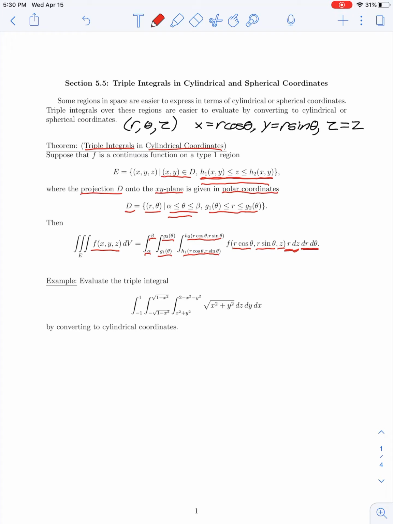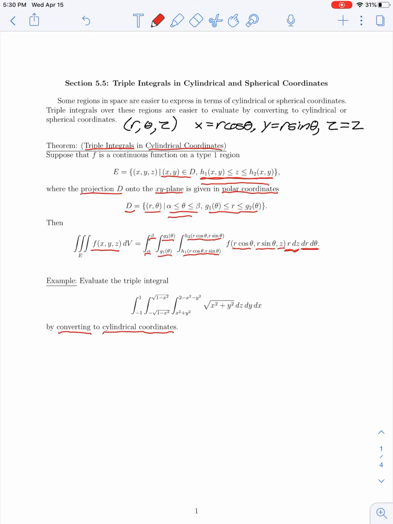So now that we have this, let's look at an example where we might make use of a triple integral in cylindrical coordinates. In this next example, we're asked to evaluate the given triple integral, and we're told to try to evaluate this by converting to cylindrical coordinates. If we were to try to evaluate this directly as an iterated integral, the limits of integration in terms of x and y are quite messy. So this would be a pretty nasty triple integral to evaluate directly.